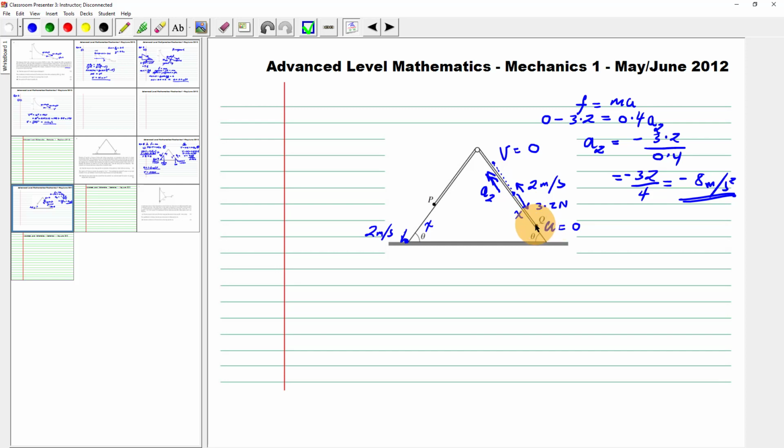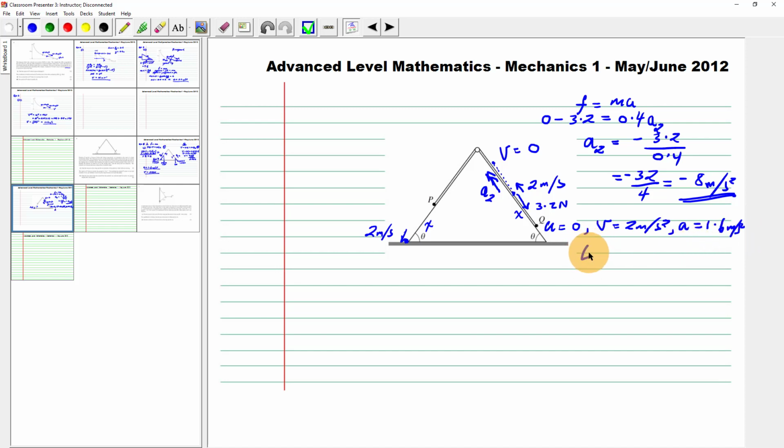If u is 0, then the v for that motion is 2 meters per second. But here, the v for this motion now becomes the u. So u will be 2 meters per second, but its v will be 0. So here I'm talking about a situation whereby u is 0, v is 2 meters per second. The acceleration, we have it was 1.6 meters per second squared.